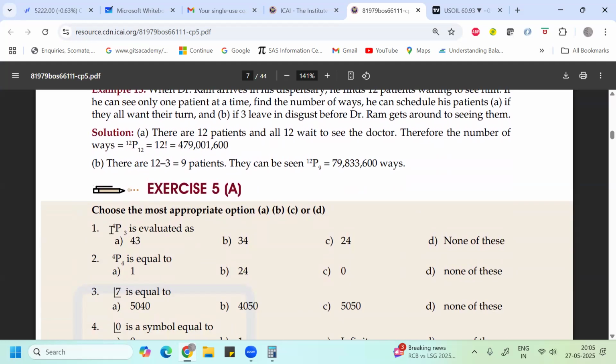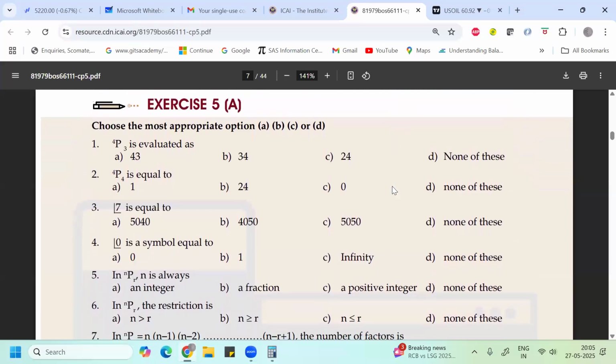4P3 means 4 into 3 into 2, which is 24. So for 4P3 the answer is option C, 24. Then 4P4 is again 24, 4 into 3 into 2 into 1. 7 factorial, I already told you at the beginning of the class, is 5040. Otherwise, you can calculate 7 into 6 into 5 into 4 into 3 into 2 into 1.